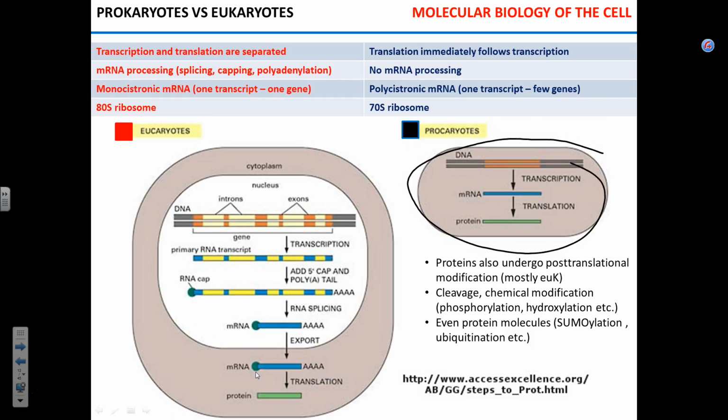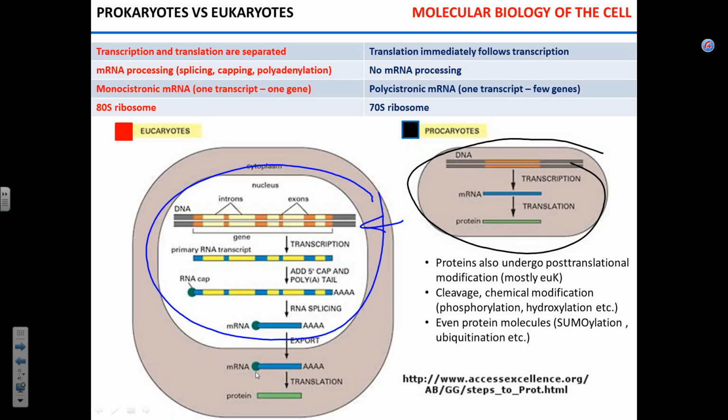In eukaryotes, as you remember, transcription, the primary transcription, happens in the nucleus. So mRNA has to be transported to the cytoplasm or endoplasmic reticulum first to get translated. Does that make sense? So that's difference number one. In eukaryotes, transcription and translation are separated in time and in space.